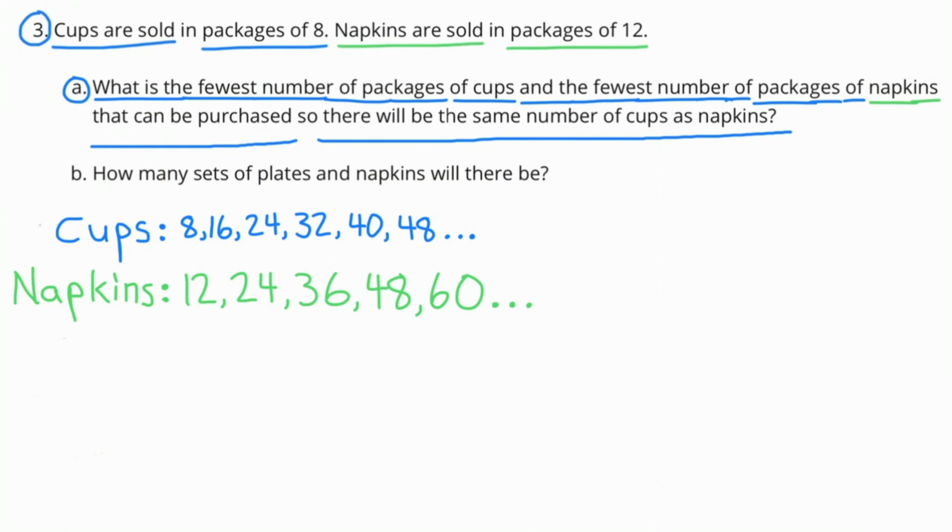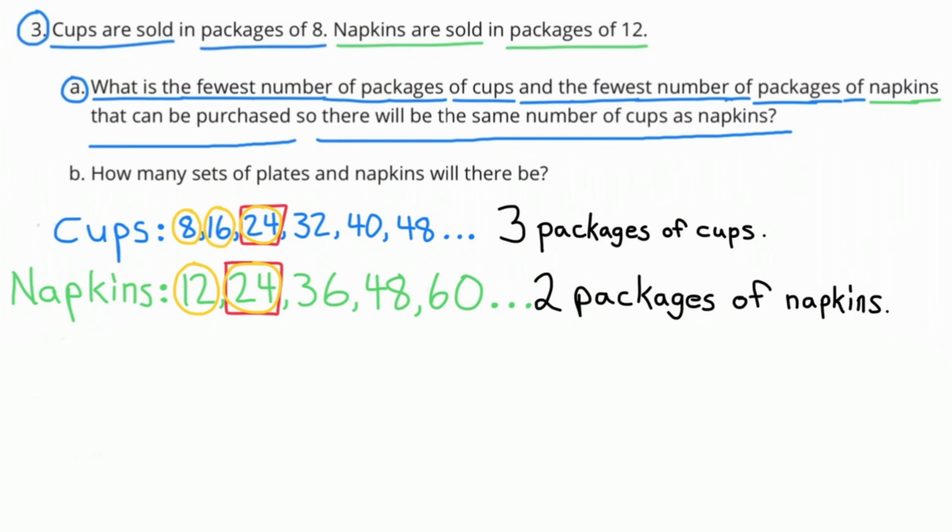I've listed a few of the multiples of 8 and I've listed a few of the multiples of 12. Now we need to look for the least common multiple. The least common multiple of 8 and 12 is 24. 24 is the third multiple of 8, and 24 is the second multiple of 12. So you'd have to buy 3 packages of cups and 2 packages of napkins.